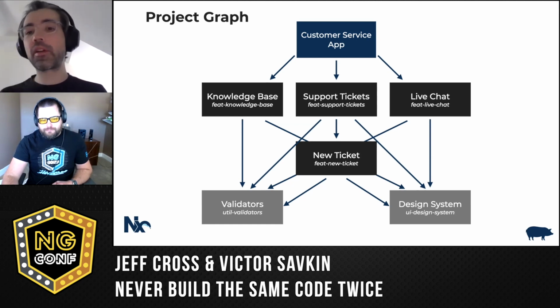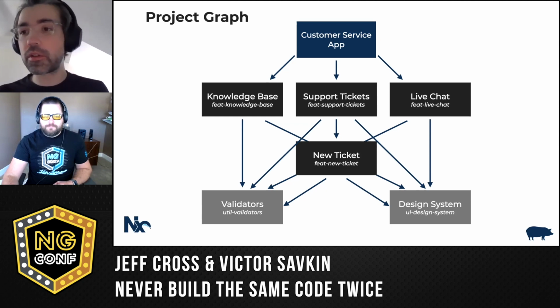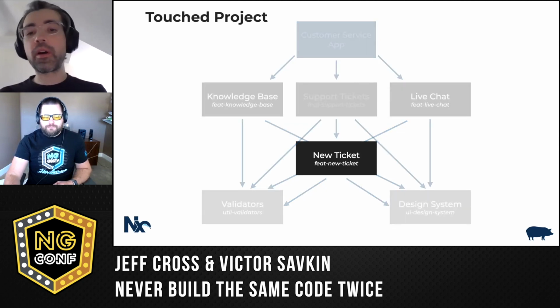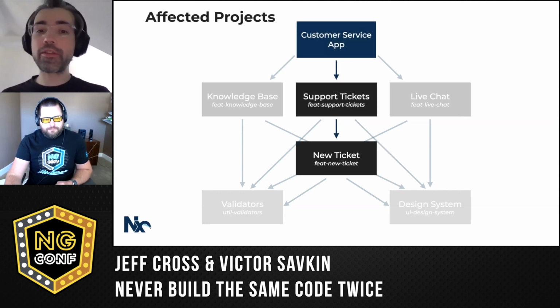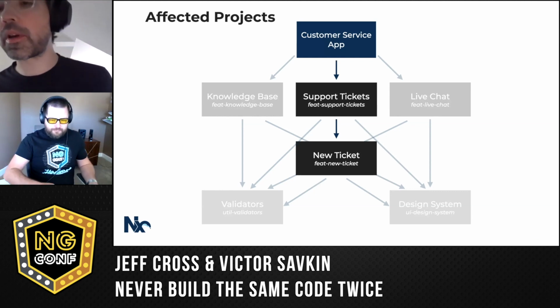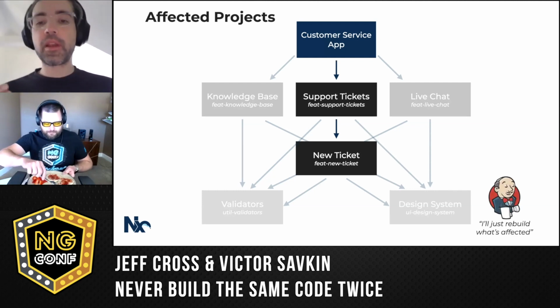But once you have this graph, it's not hard to realize that if you change a new ticket feature, next slide, the only part that requires changing or requires validating is a new ticket, next slide, support ticket, and the app itself. So we don't have to check the live chat app or the knowledge base because they cannot be broken by this change. So that is the first idea.